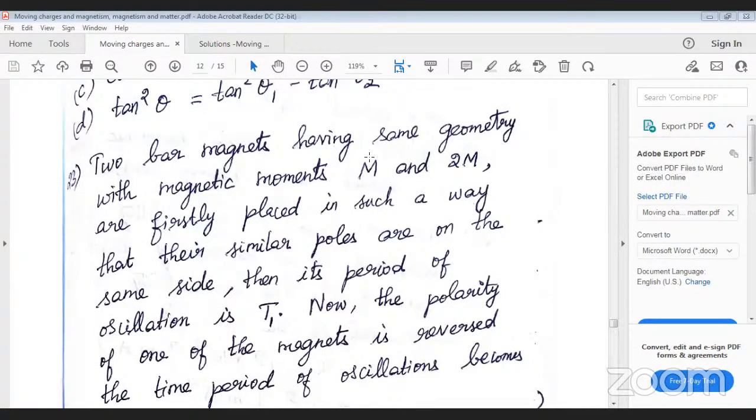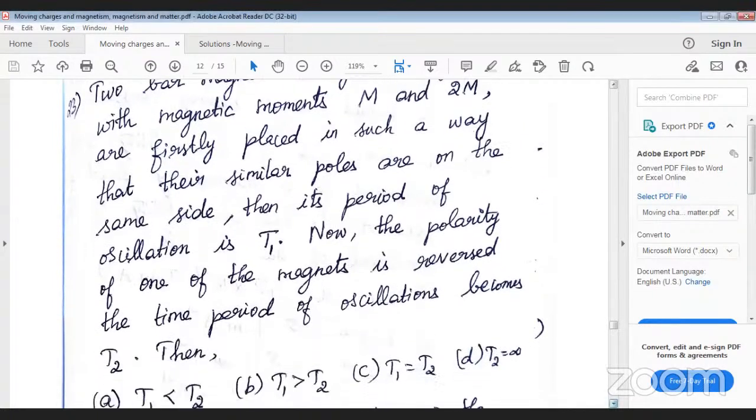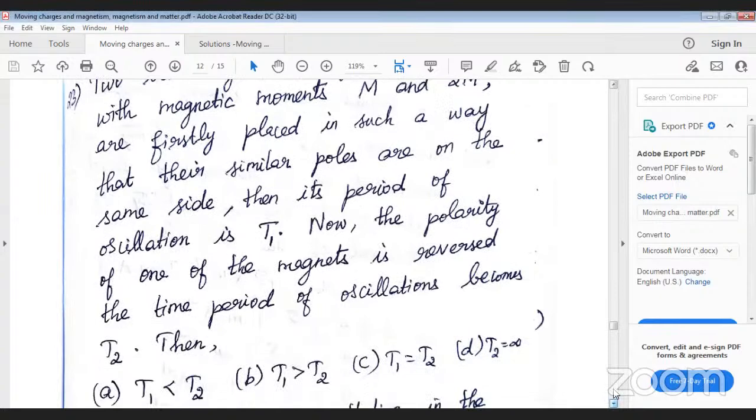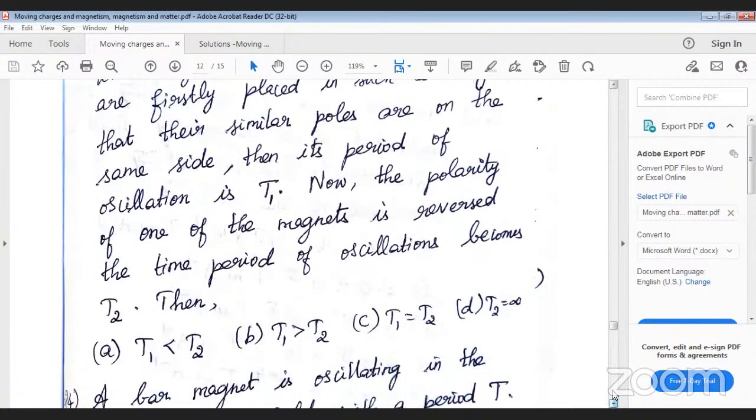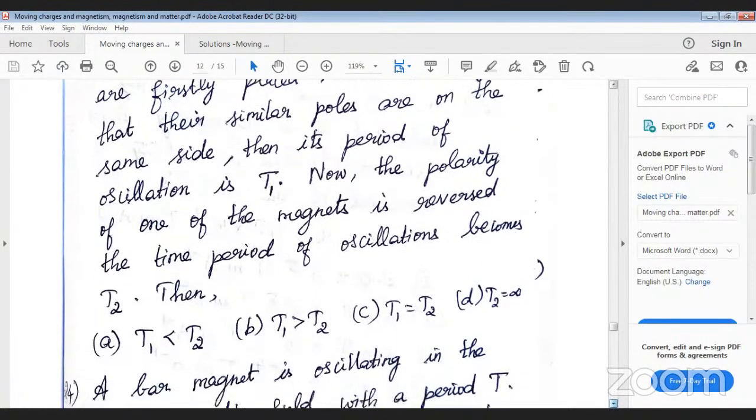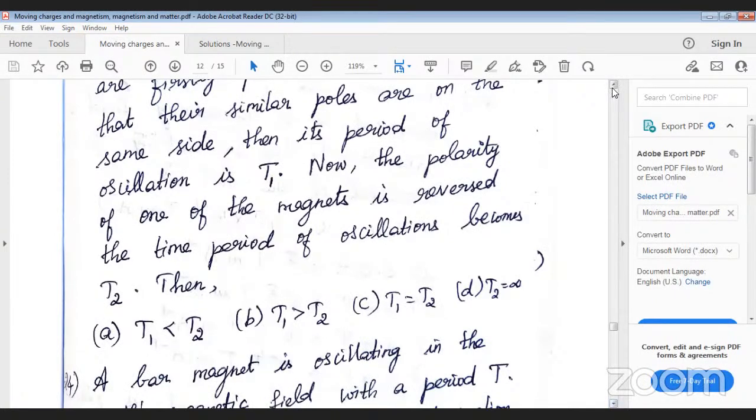So here you see we have two bar magnets having the same geometry with magnetic moments M and 2M. They are firstly placed in such a way that their similar poles are on the same side, and then the period of oscillation is T1. Now the polarity of one of the magnets is reversed. The time period of oscillations becomes T2.